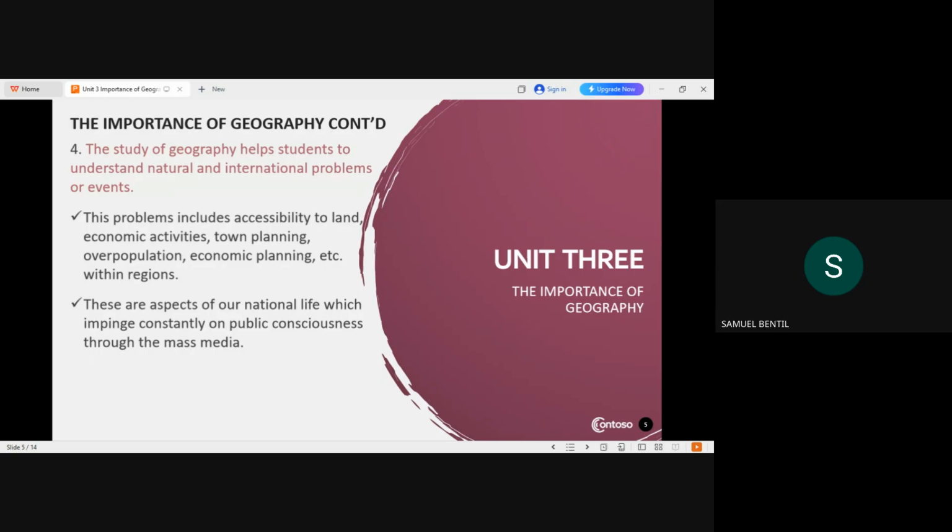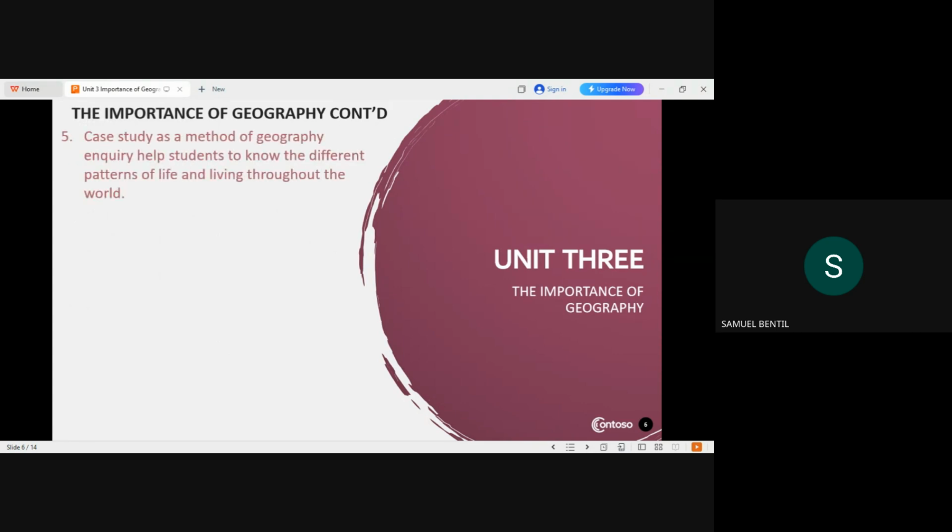The study of geography also helps students to understand national and international problems or events. As I asked one of you who mentioned that, these problems range from land use, land cover issues, accessibility to land, economic issues, town planning, overpopulation, economic planning within regions. And this issue of green economy, blue economy, green growth, climate-related issues, action related to climate mitigation. These are all international problems or events that geography exposes you to, so that you have knowledge and can also contribute. So we are saying these are aspects of our national life which impinge constantly on public consciousness through the mass media.